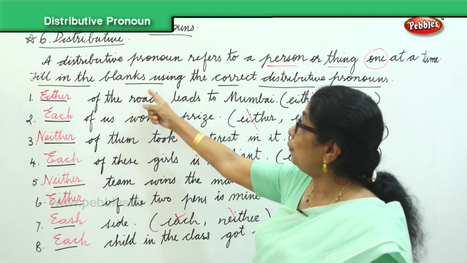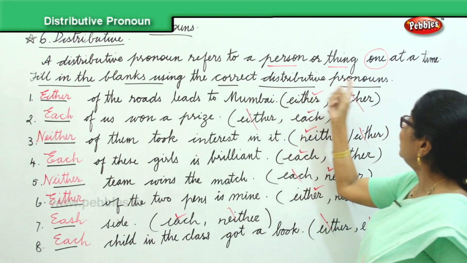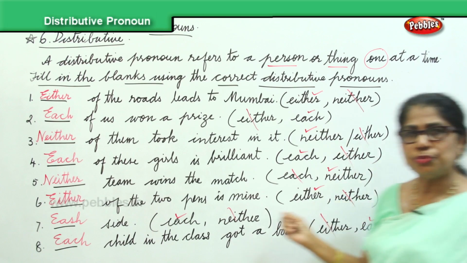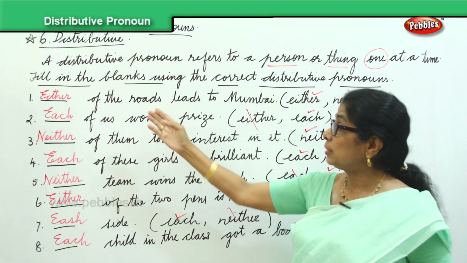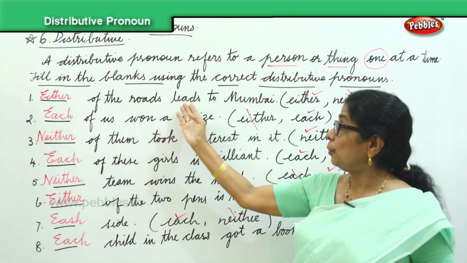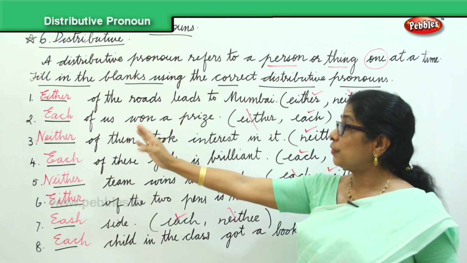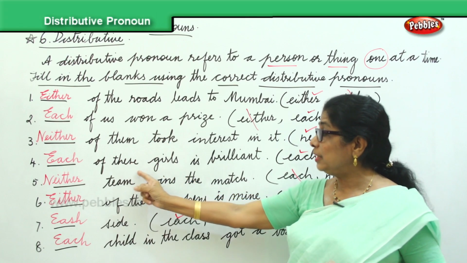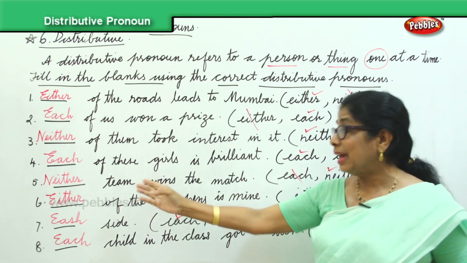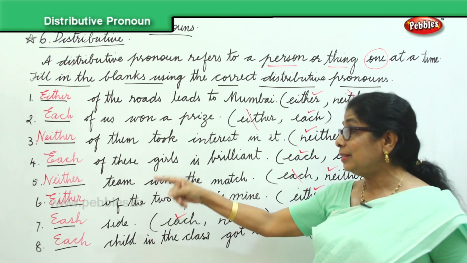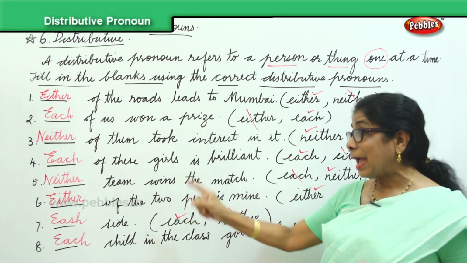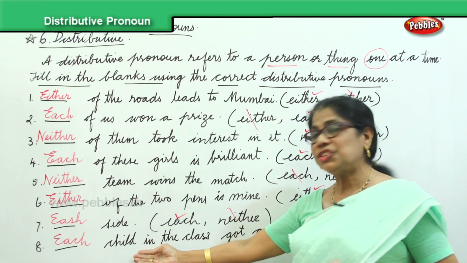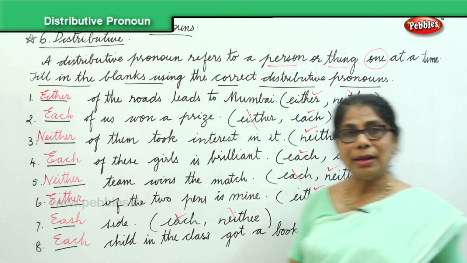So we have learned to fill in the blank using the correct distributive pronoun. We have been given two distributive pronouns. We chose the correct, and it is neither of the roads leads to Mumbai. Each of us won a prize. Neither of them took interest. Each of these girls is brilliant. Neither team wins the match. Either of the two pens is mine. Each side, each child in the class got a book.